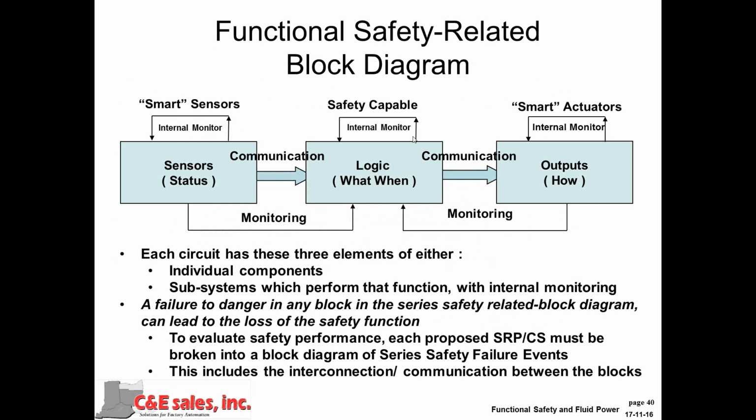This is done with what we call a functional safety-related block diagram. It identifies the main components of any one particular safety function in terms of a sensor, some logic, evaluation, if you will, and output. These may be individual components such as limit switches, contactors, or they may be groups of devices, or they may be what we call encapsulated systems, which are complete assemblies in and of themselves.